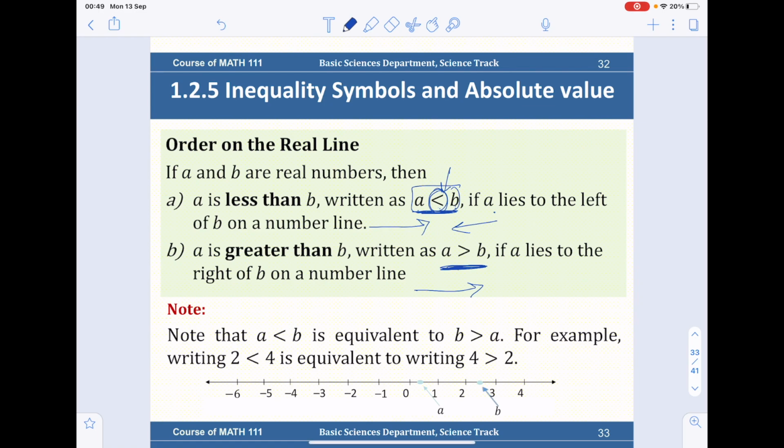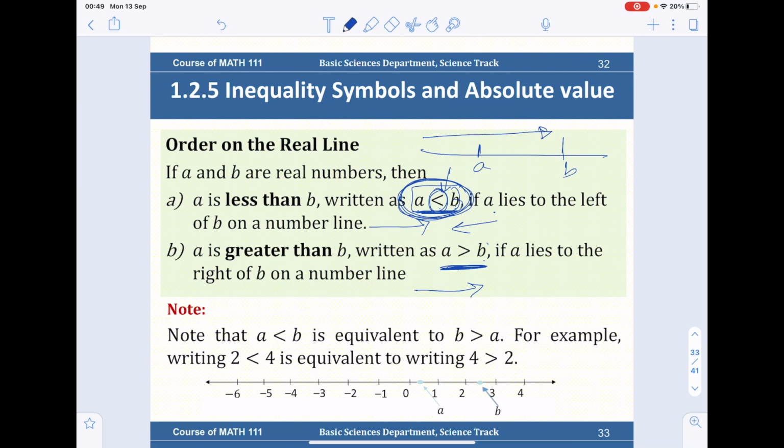What does this mean? It means that A is located before B. This means A is located before B. So if we are on the number line, first A, then B. You know that on the number line, when you are going to the right side, the values are increasing.